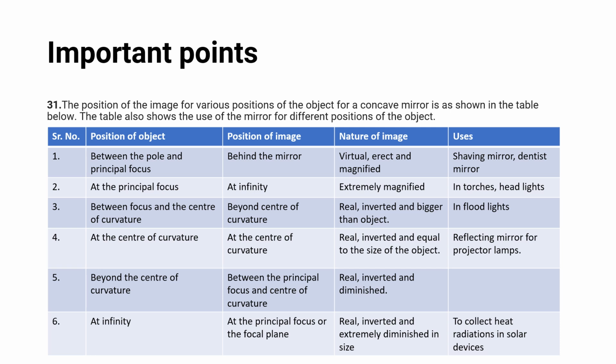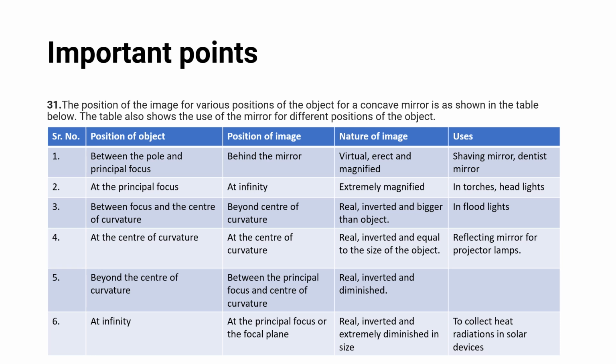If the position of the object is between the focus and the center of curvature, the position of the image will be beyond the center of curvature. The nature of the image will be real, inverted and bigger than the object, and it is used in floodlights. If the position of the object is at the center of curvature, then the position of the image will be at the center of curvature, and it will be real, inverted and equal to the size of the object. This type of mirror is used as a reflecting mirror for projector lamps.